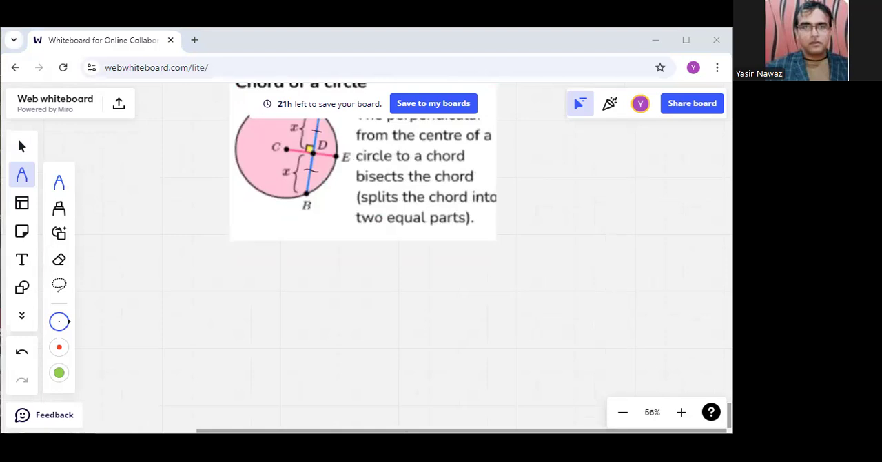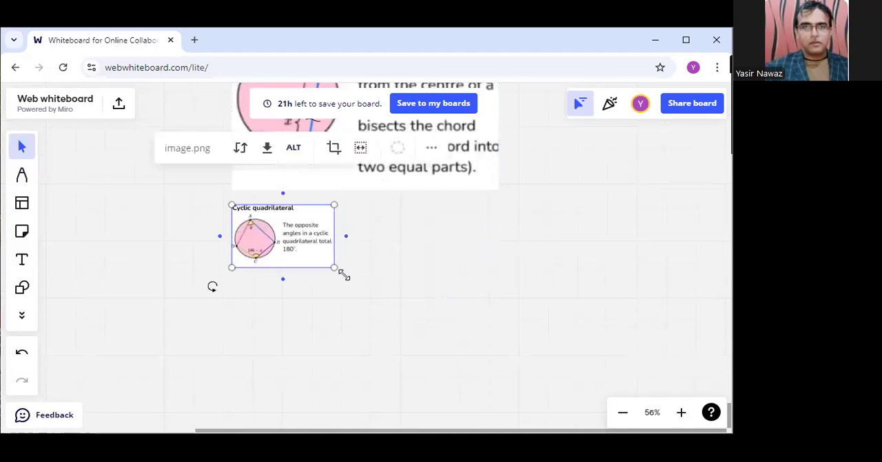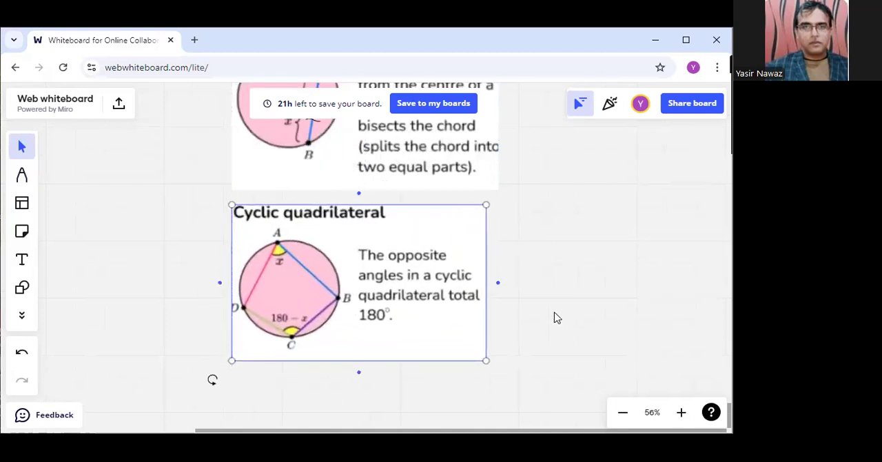And then the cyclic quadrilateral. The cyclic quadrilateral is a quadrilateral whose points lie on the circumference. There's a theorem which says that the opposite angles in a cyclic quadrilateral total 180. So the sum of two opposite angles in a cyclic quadrilateral is 180.